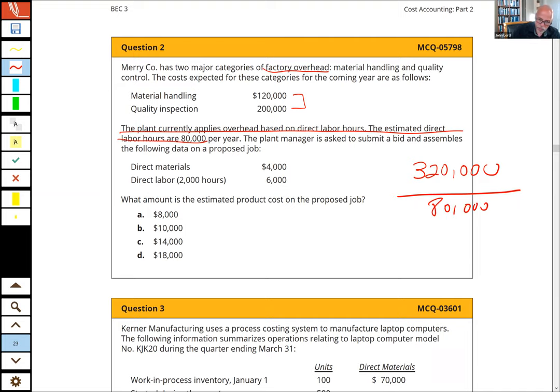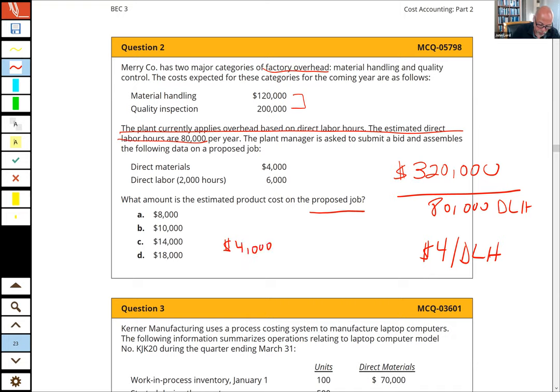Remember, the flashcard was estimated overhead cost. It was what? It was estimated driver, whatever that is, in this case, direct labor hours. This is direct labor hours. This is a dollar amount, right? So when I do the math on that, I come up with a what? A predetermined overhead rate of $4 per direct labor hour. And then they start asking me about the cost of this particular job, this proposed job here. And so I know from the question that there's direct materials of 4,000.